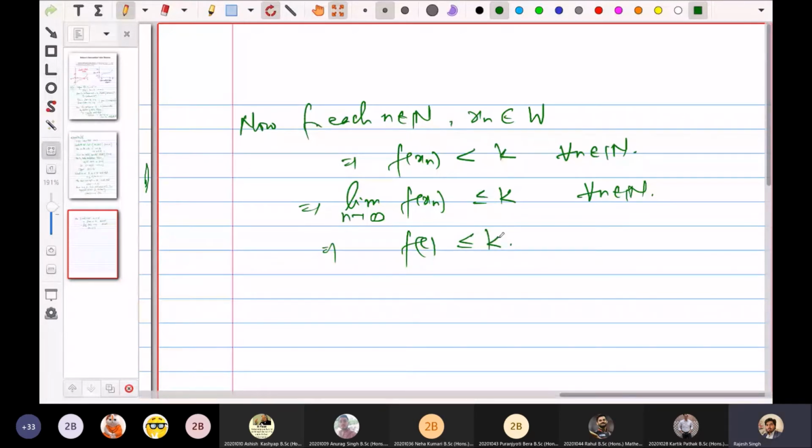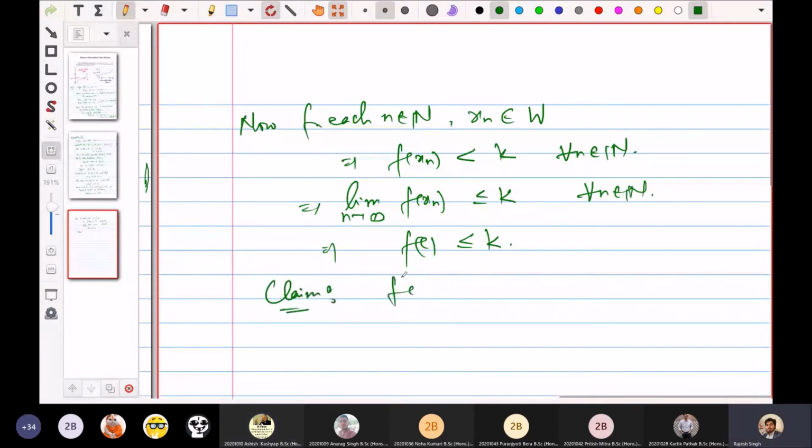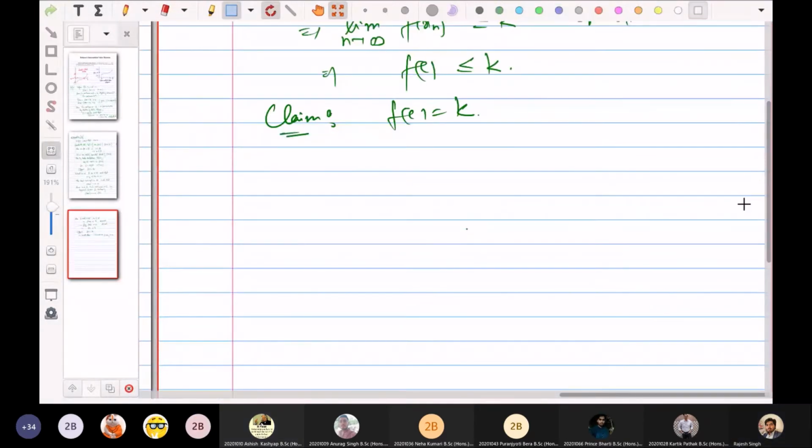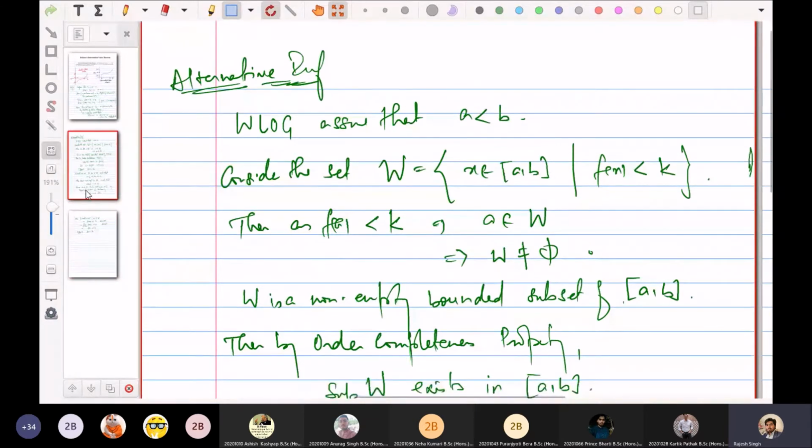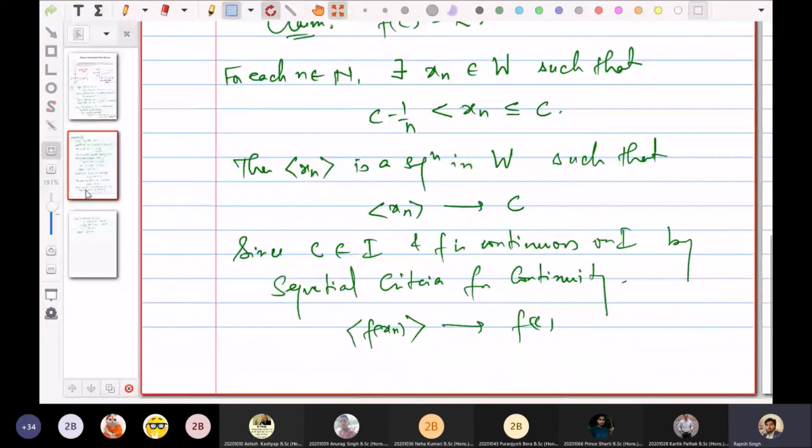So less than or equal to k तो आ गया, अब equal to k कैसे prove करोगे? So now our claim is f of c is equal to k. So we have shown that f of c is less than or equal to k. So we have generated a sequence. If you can see, we generated a sequence xn which lies between c minus 1 by n to c. So that converges to c, and f of xn converges to f of c.